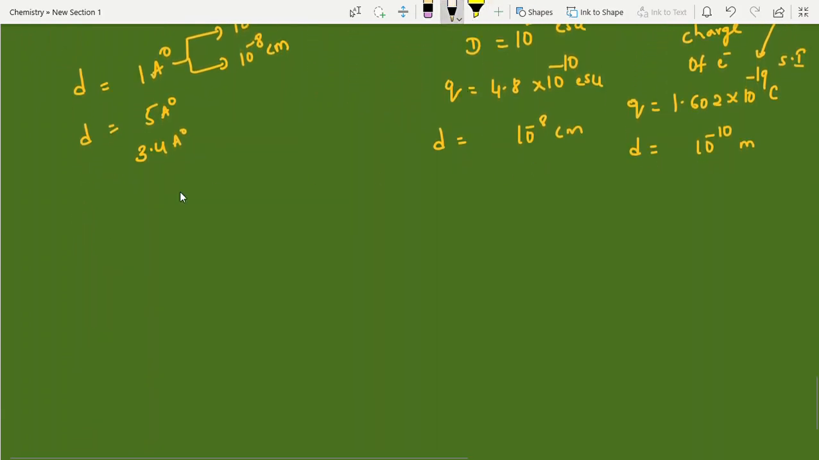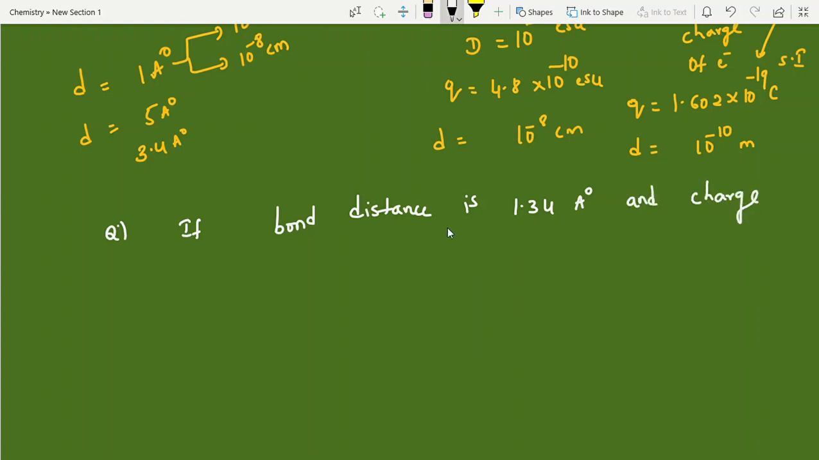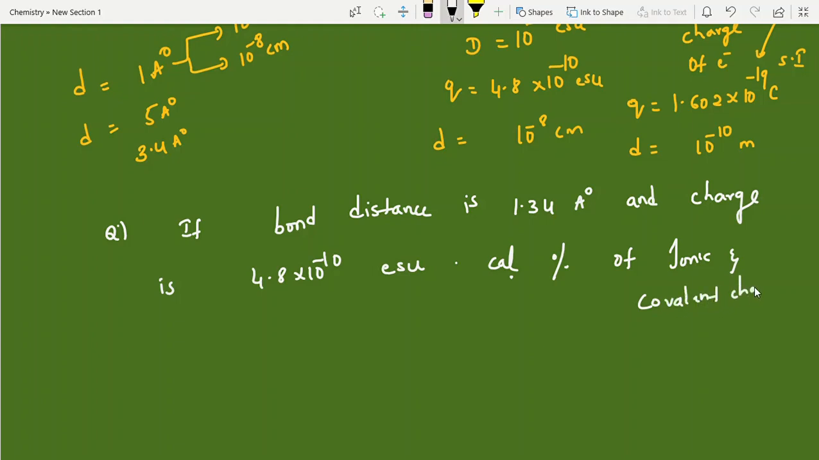Now look into this. One question I am giving. If the bond distance is 1.34 angstroms and the charge is 4.8 into 10 to the power of minus 10 ESU, electrostatic units as they mentioned, calculate the percentage of ionic and covalent character. Clear, students?